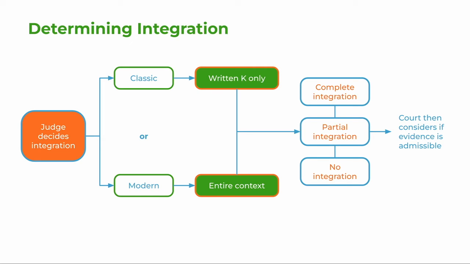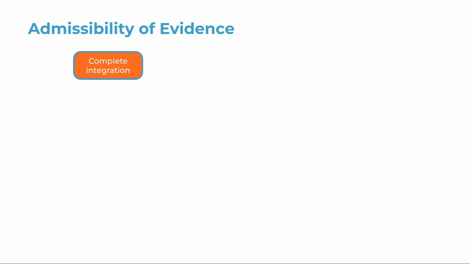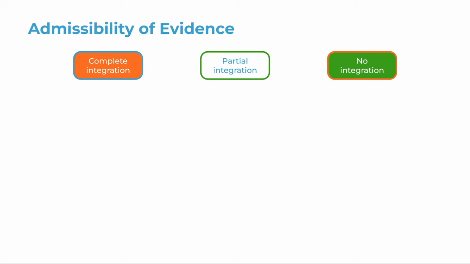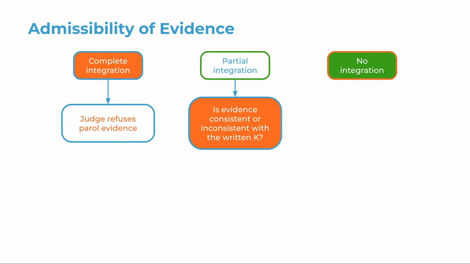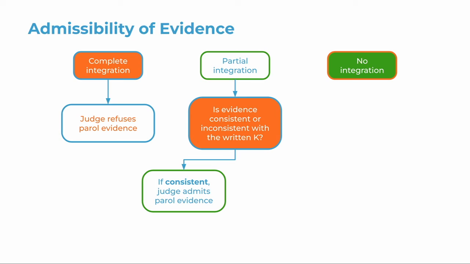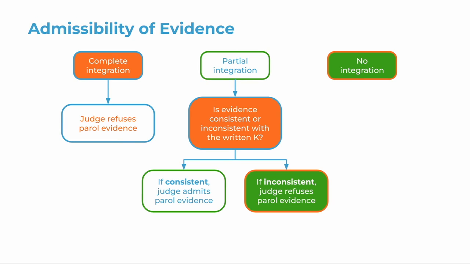So after the judges categorize it, we must go to the next step to say, what is admissible? We said there is complete integration, partial integration, or not integrated. If it's a complete integration, then that parol evidence, as extrinsic evidence, is out. If it's partially integrated, then we've got to ask ourselves, is that evidence of additional or different terms consistent or inconsistent with what's in the written agreement? If they're consistent, they come in, right? Consistent additional terms. If they're inconsistent, then they're out. If it's not integrated, everything's coming in, right?